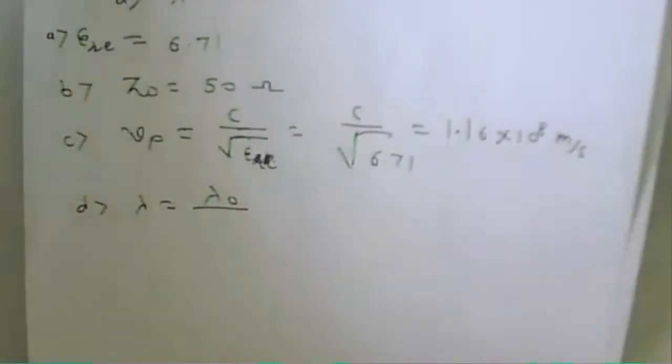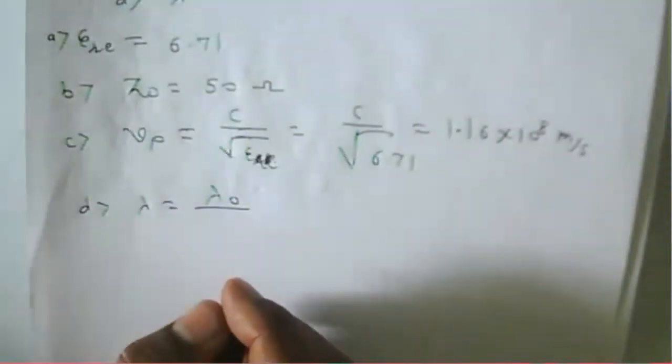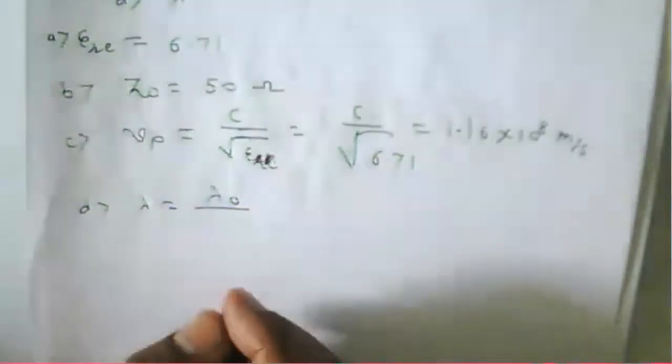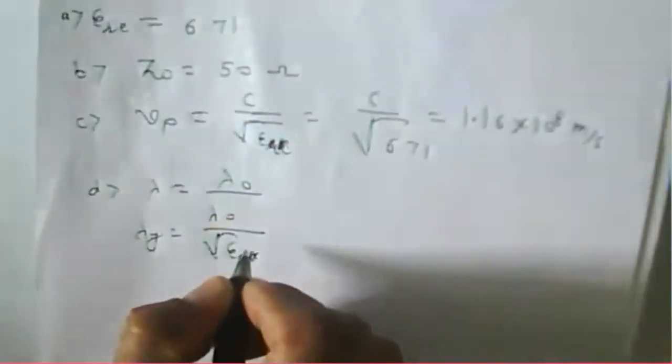Next is D, that is lambda. Lambda is equal to what? Lambda 0 by, with the equations we have seen earlier. So that is about the lambda equation. I just write down this particular equation here so that you understand how to calculate lambda here. So lambda g is equal to what? Lambda 0 by epsilon effective, and then we can calculate the values of this lambda.